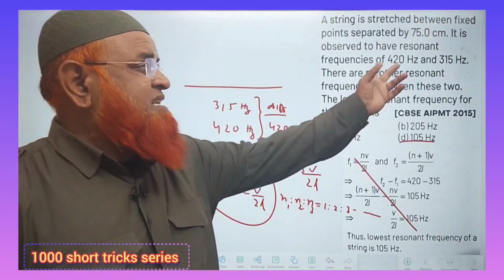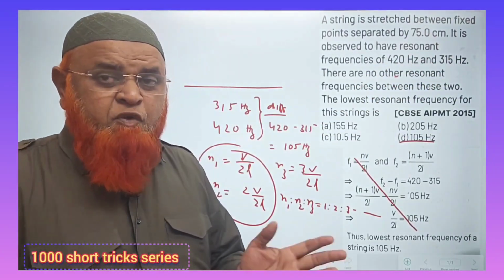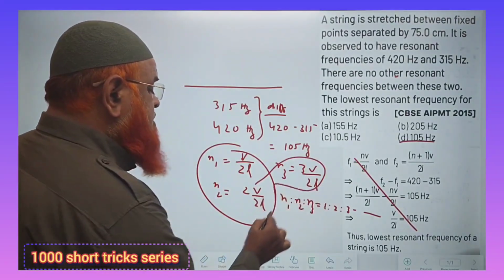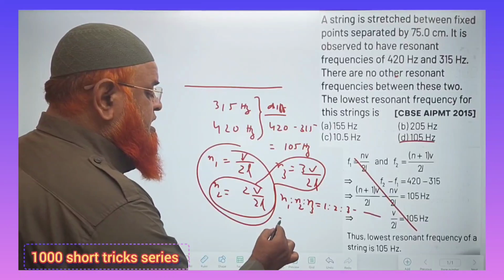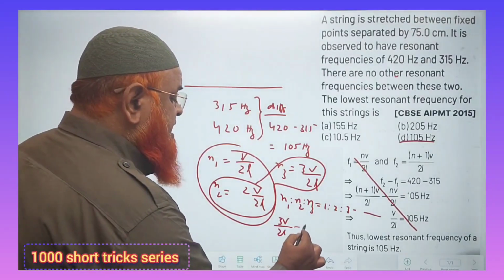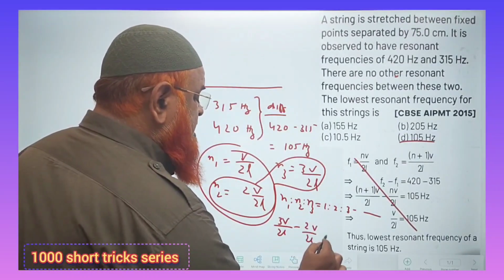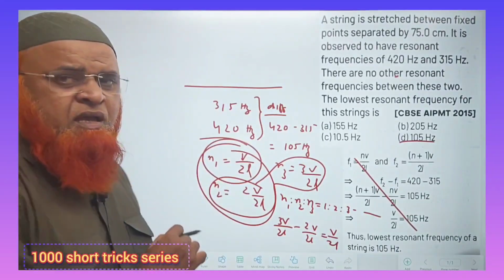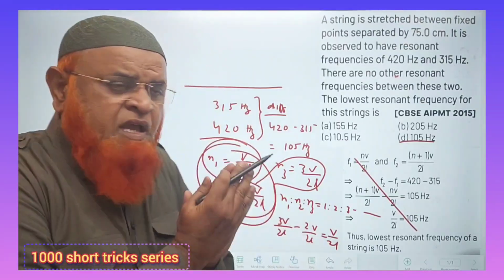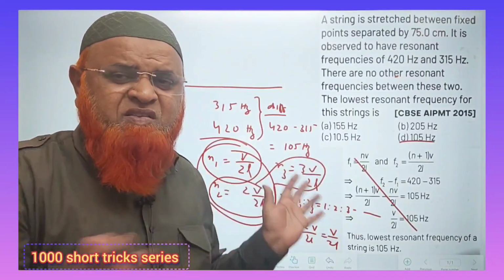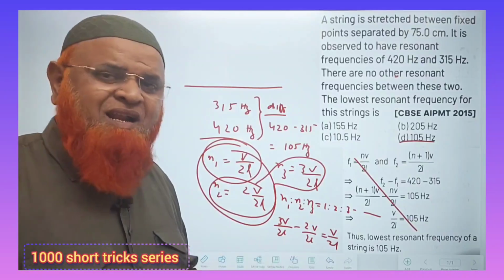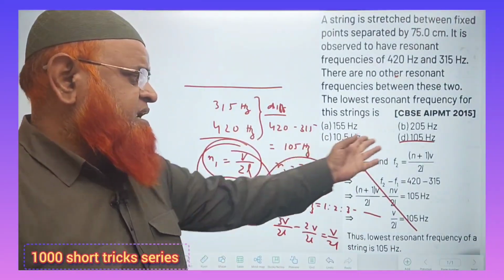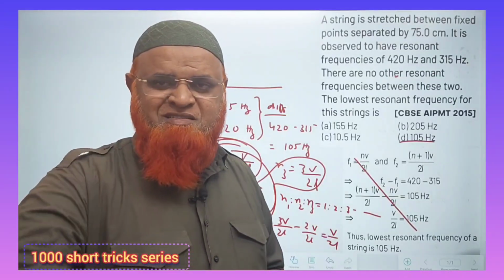So if the successive frequencies are given and you take the difference between these two, for example 3V by 2L minus 2V by 2L, you are going to get V by 2L, which is the fundamental frequency here, okay. So if you want to find the fundamental frequency, you just subtract the adjacent frequencies, then you will get V by 2L directly. Why should we do all these things? So just find the difference and get the answer directly. Hope you have enjoyed. Thank you very much.